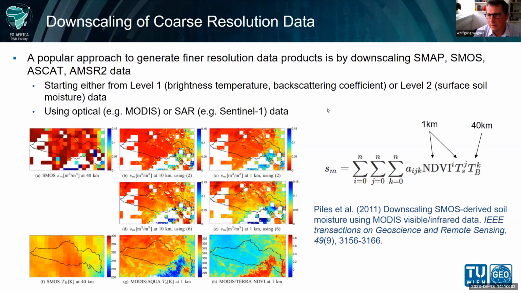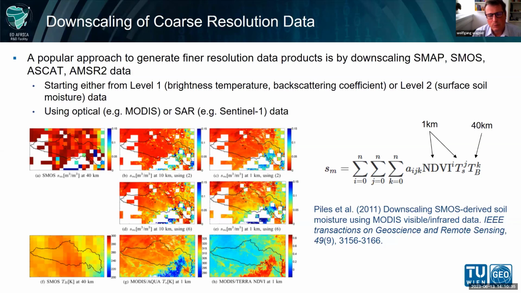And how is it achieved? How do people go to this higher resolution? So I would say there's two approaches. The one approach is that you try to downscale the coarse resolution microwave measurements to the finer scale, or the other approach is that you directly retrieve soil moisture at the finer spatial scale. I would say more prominent right now in terms of the availability of products is the first approach, so that you downscale SMAP, SMOS, ASCAT, AMSR2 data.